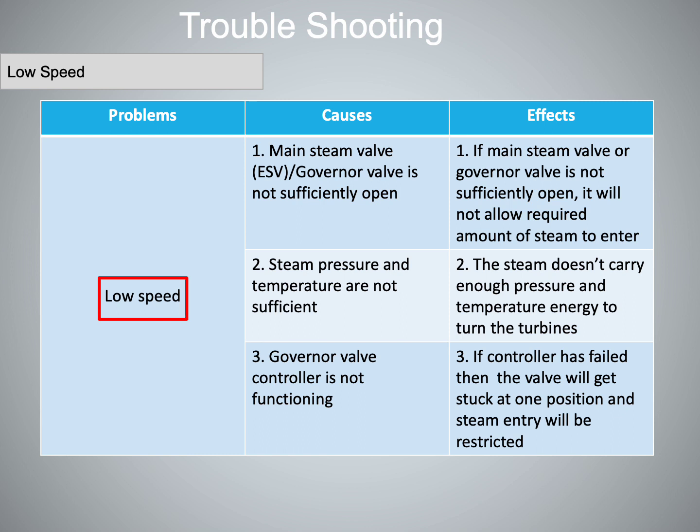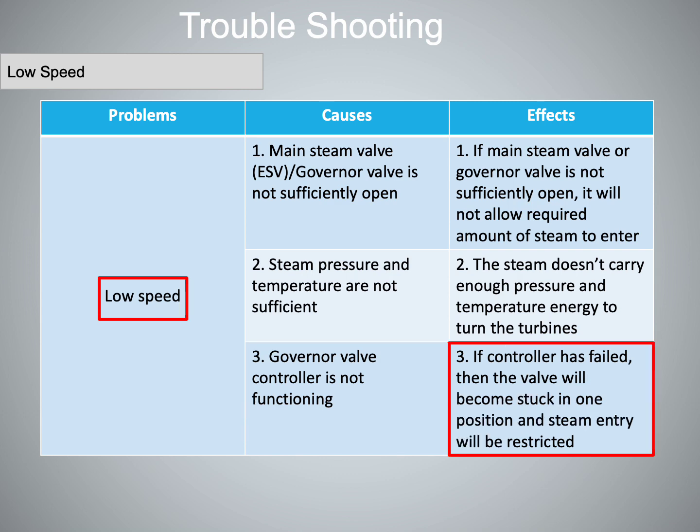Low speed. Main steam valve, ESV, governor valve is not sufficiently open. If main steam valve, or governor valve is not sufficiently open, it will not allow required amount of steam to enter. Steam pressure and temperature are not sufficient. The steam doesn't carry enough pressure and temperature energy to turn the turbines. Governor valve controller is not functioning. If controller has failed, then the valve will become stuck in one position, and steam entry will be restricted.